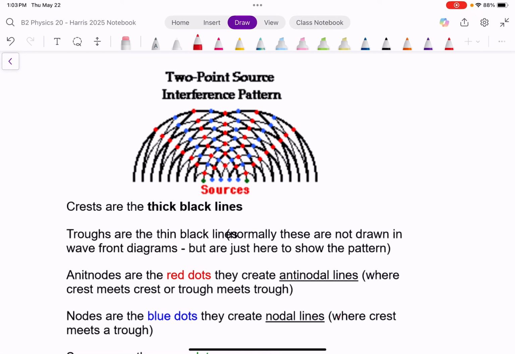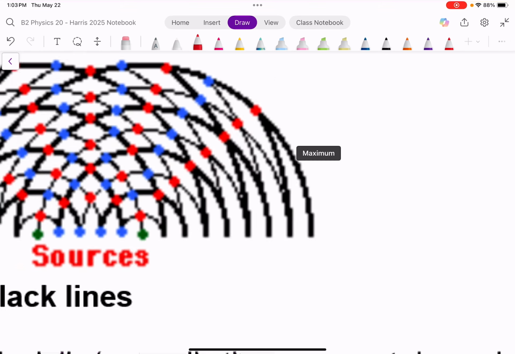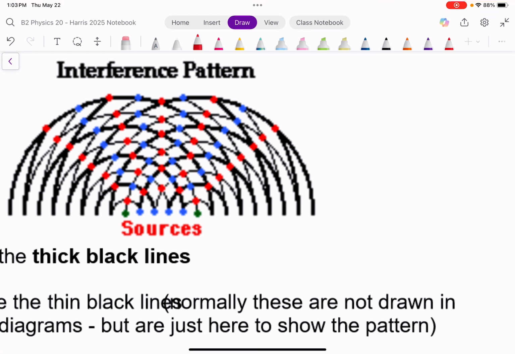This is where a crest is going to meet a crest, or a trough is going to meet a trough. So if you look hard here, at any point you're either going to see two dark lines crossing, or you're going to see two lighter lines crossing.